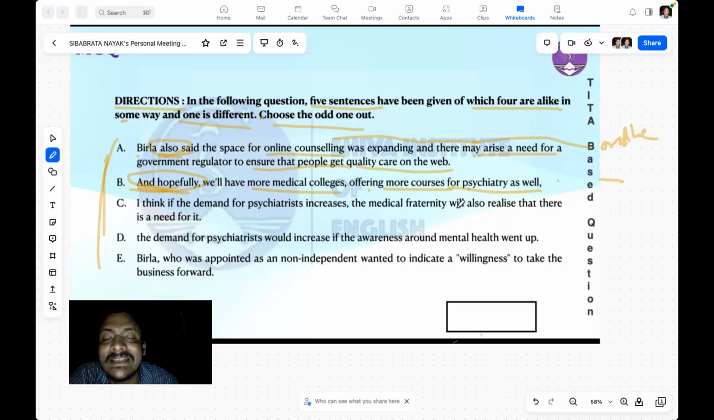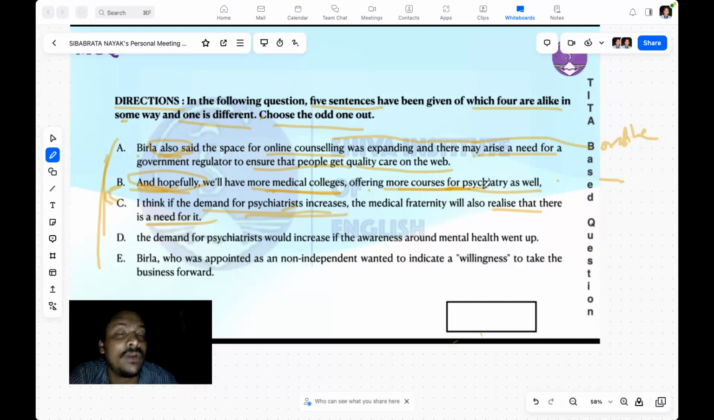The third sentence said, I think if the demand for psychiatrists increases, the medical fraternity will also realize that there is a need for it. This would clearly make us think that option C and option D could be related. Why? Because option C said that if the demand for psychiatrists increases, then the medical fraternity will also realize there is a need for it. So, if the demand for psychiatrists increases, then what is the need for it? The need for medical colleges.